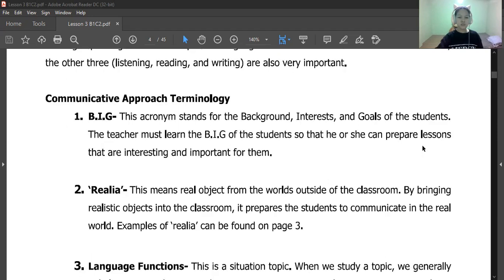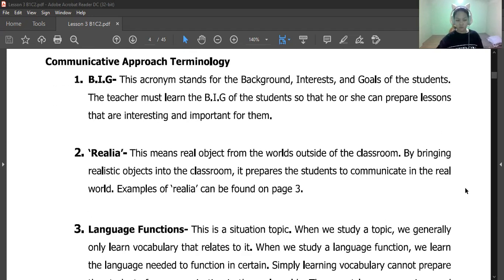So what are the communicative approach terminologies that you have to remember? We have the BIG, the realia, and of course, the language functions. I'll be explaining them, and of course, I will be giving examples on how to apply these terminologies of the communicative approach. We'll start with BIG.